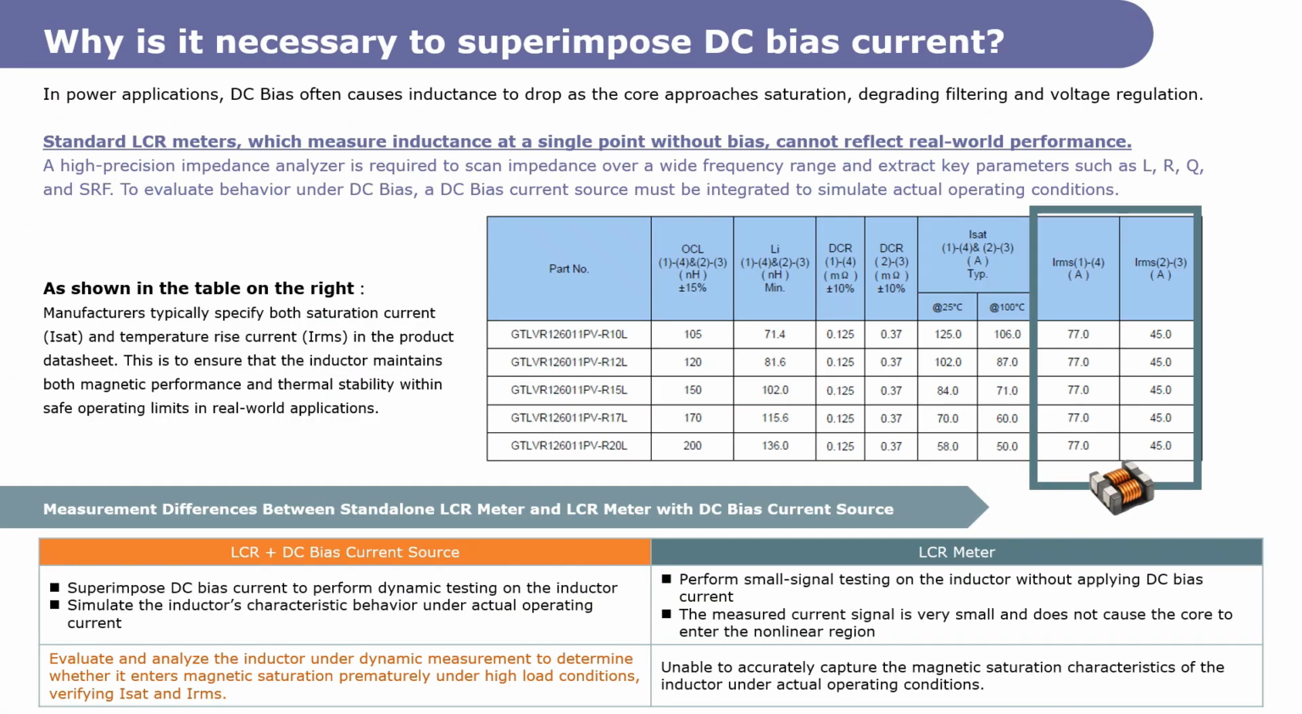When measuring inductors, using a standalone LCR meter isn't enough. Without applying DC bias current, the measured inductance is just a static value, taken under no load, non-operating conditions. And most LCR meters only measure at a single frequency, which means you can't see how the inductor actually behaves across different frequencies. To capture real performance, you need a high-precision impedance analyzer with a DC bias current source, so you can apply actual operating conditions and dynamically simulate the inductor's real-world behavior.